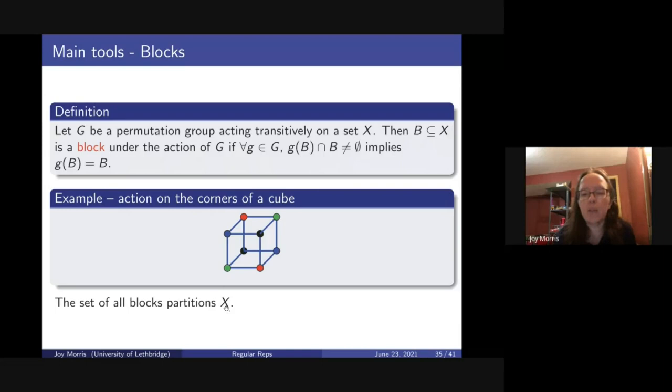And more generally, that technique gives us a partition of the set on which we're acting.